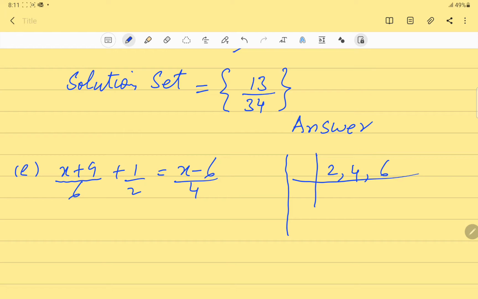All three numbers are divisible by 2, so we write 2 divided by 2 is 1, 2 2s are 4 and 2 3s are 6. Now there is no number which can divide 1, 2 or 3 at the same time, so now we will multiply all these numbers. 3 with 2, the answer will be multiplied with 1, and then the answer will be multiplied with 2. So 3 into 2 is 6, 6 into 1 is 6, and 6 into 2 is 12. So LCM of 2, 4, 6 is equal to 12.